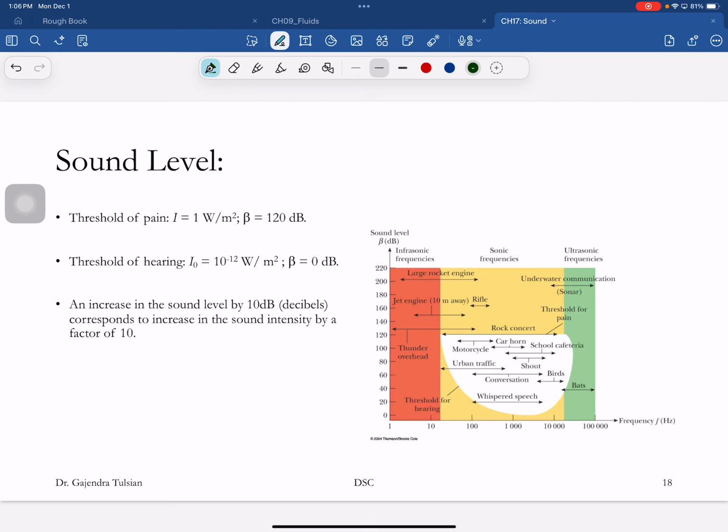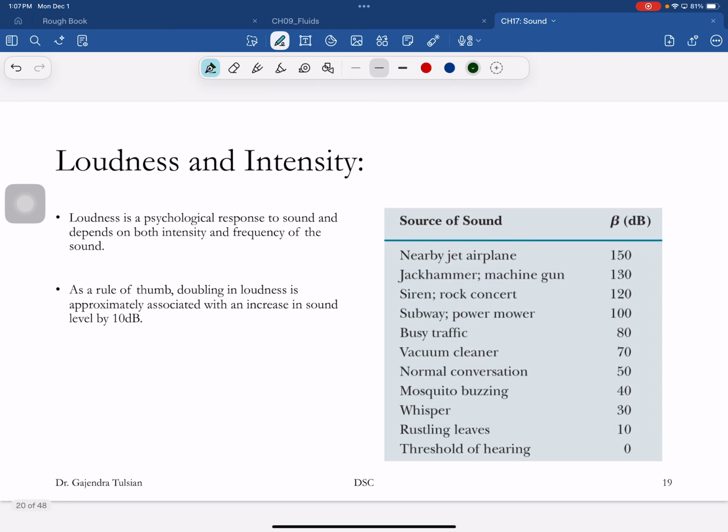So here's the rough rule of thumb. When the decibel level goes up by 10 decibels, the sound sounds twice as loud. So if you're hearing a sound of 4 decibels, then 14 decibels will sound twice as loud. As a rule of thumb, doubling in loudness is associated with an increase in sound of 10 dB. So you go from 30 to 40 decibels, the sound sounds twice as loud.